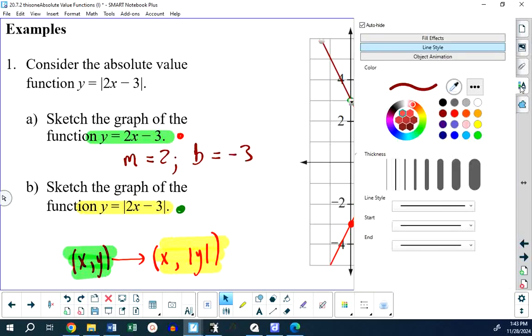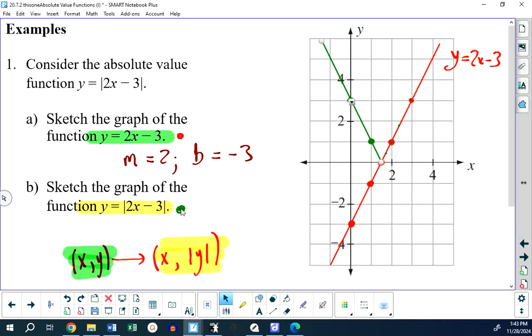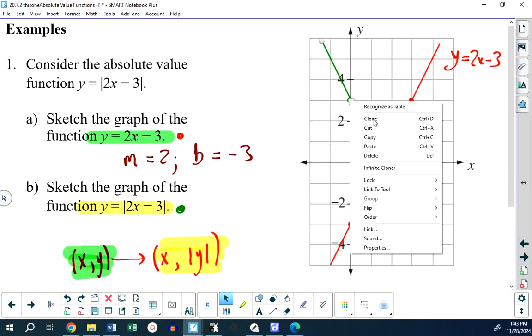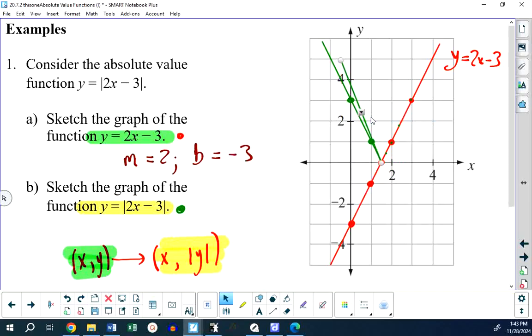Why can't I get a green here? There we go. Green. Good?